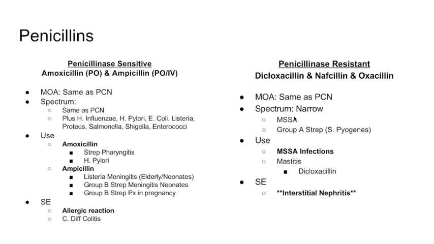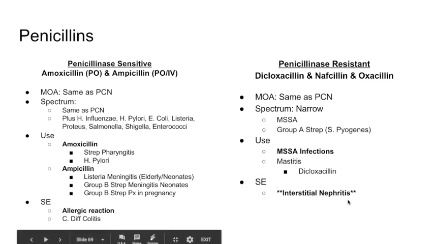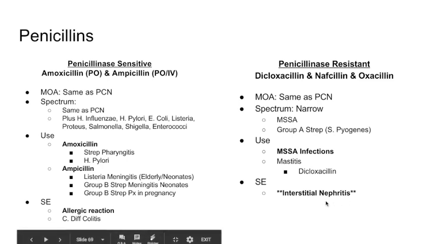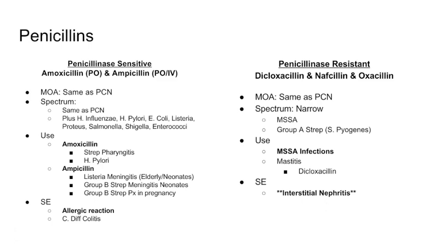methicillin-sensitive Staph aureus. So Staph aureus can be broken into 2 groups, methicillin resistant or methicillin sensitive. If it's methicillin sensitive, use nafcillin or oxacillin to treat it. It's also used to treat some group A strep, so MSSA infections like I talked about, and it's also used to treat mastitis with dicloxacillin. Side effects, you'll hear about when you get into your renal pathology, is they can actually cause interstitial nephritis. So they go into the kidney and they go into the interstitium, which is around the tubules, and they cause some inflammation.